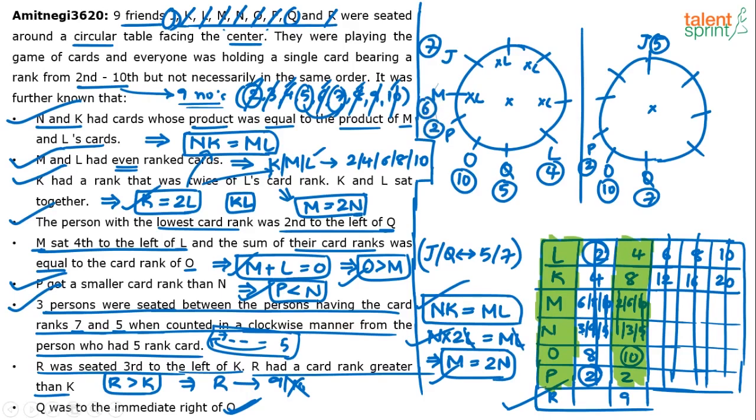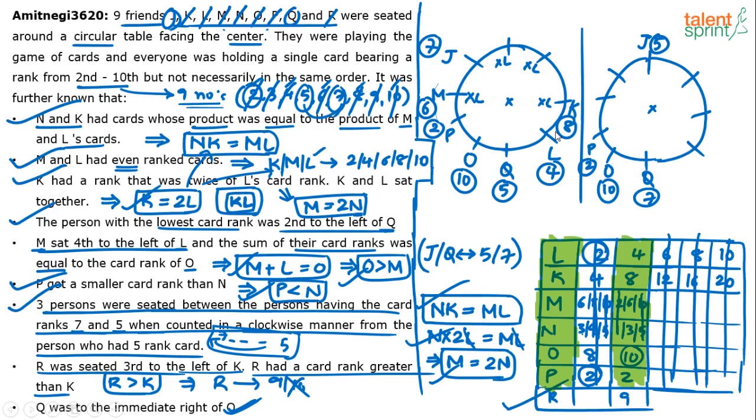Yeah, that is fixed. Now if L is here, K has to come here. Because see, K and L are together. Keep this in mind, right? K and L are seated together. So one of the neighbors of L is Q. So obviously the other neighbor has to be K. And K has got the 8th card.